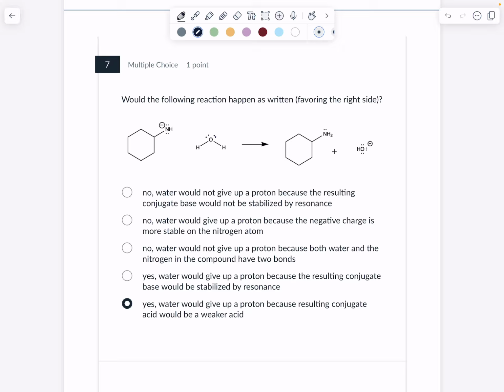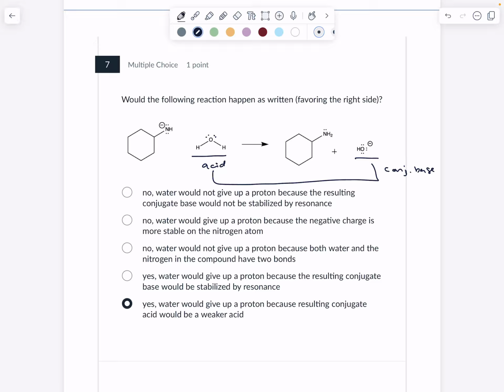And when I look at this, it looks like my water went from having a hydrogen to not having one, having 2 to only having 1. So this must be my base, and that must mean this is my conjugate. Oh, wait, no, sorry. I don't know what's happening to my brain right now. This is my acid, and this would be my conjugate base.